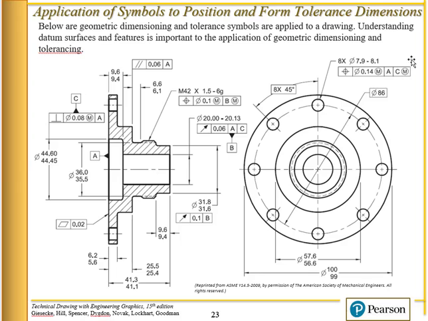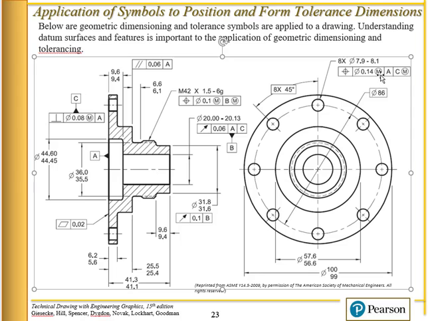Over here, we have a positional tolerance. Okay, this would be the basic feature control frame. We have a diametrical symbol. This is the tolerance of position. And then we have a diametrical symbol of 14 thousandths. This would be the actual tolerance. And then the modifier, and then to A and C.